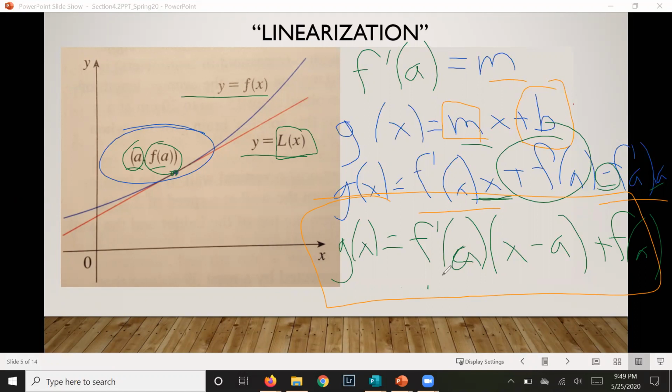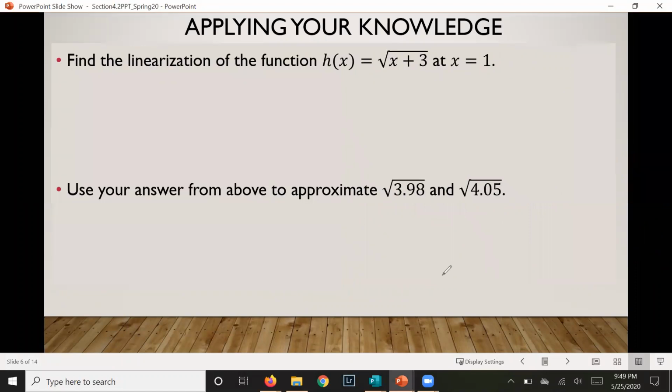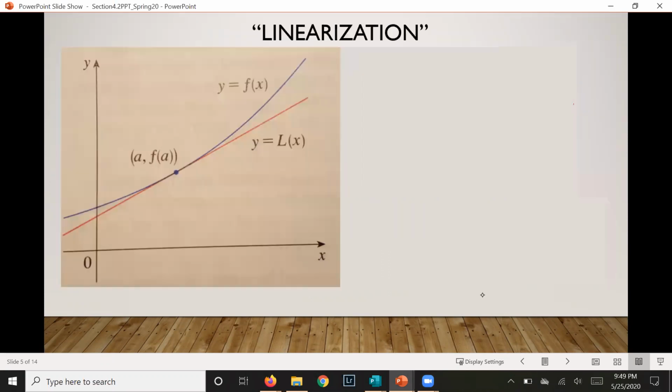All right, so let's use this on a problem. So here we're given this function h of x equals square root of x plus 3. And we want to find the linearization at x equals 1. So we're going to use that linearization. And sorry, I forgot one thing. I called the line g of x on the last slide. But as you recall, here they used the label L of x. So that's what I should have used. I apologize.